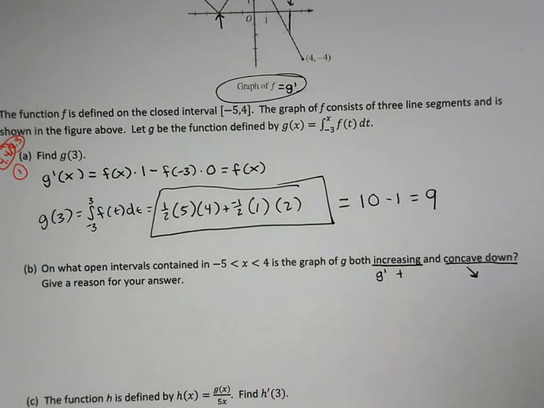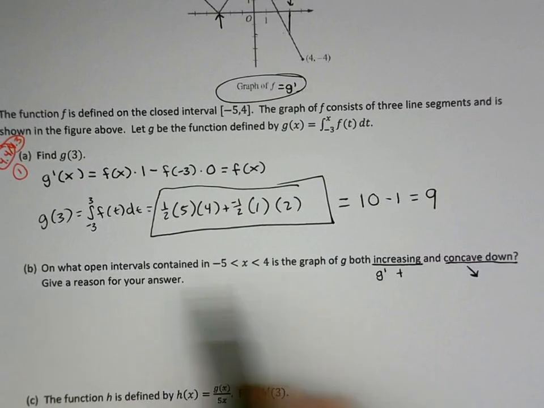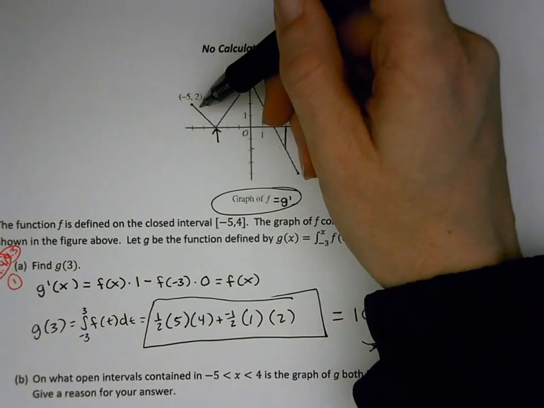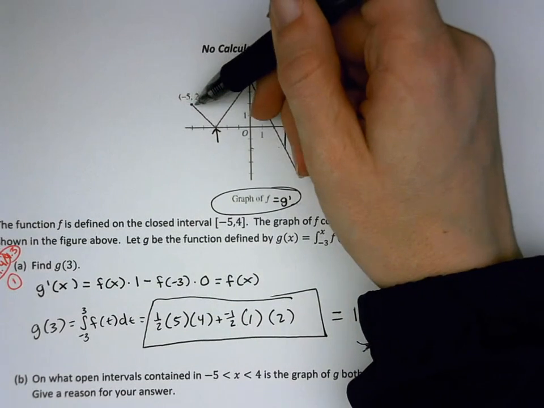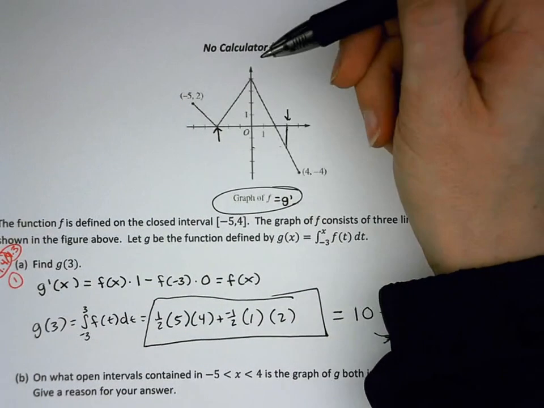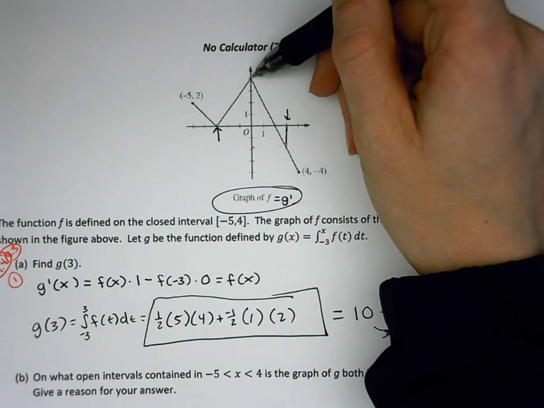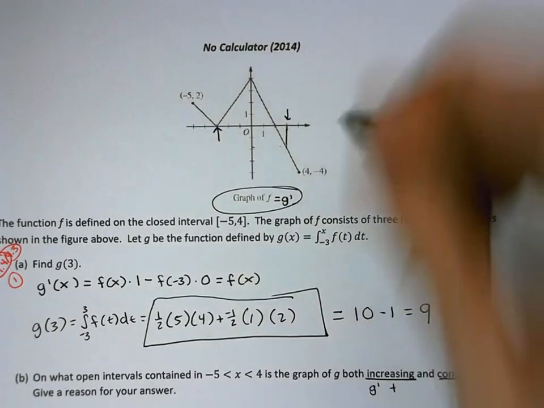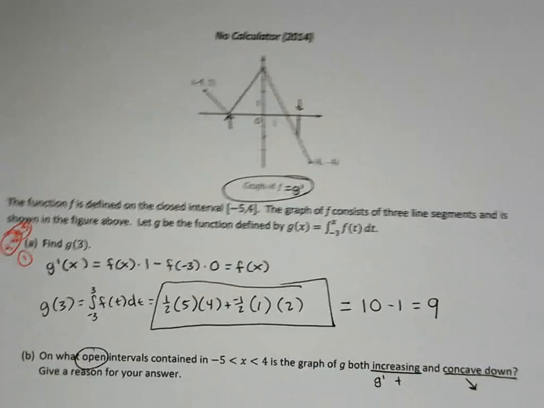And so where is this true? Where is G prime both positive and decreasing? Well, we are positive and decreasing from -5 to -3 and from 0 to 2. Okay? And then again, these are open intervals, so we are going to express those as parentheses.